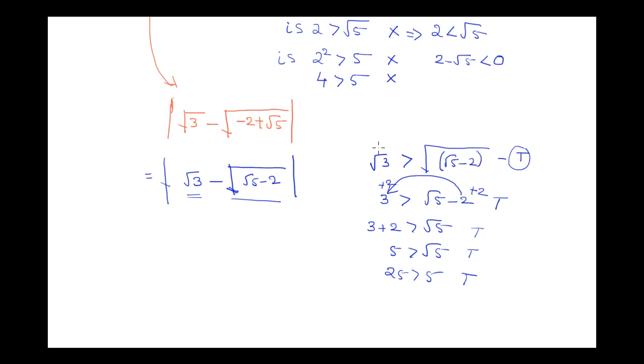That means root 3 is bigger. If this number is bigger than this, when you subtract, you are going to get a positive number. That means this absolute function value, when the input is a positive number, will be the same number itself. So now you can remove this absolute function, then you get root 3 minus square root of root 5 minus 2. This is the answer.